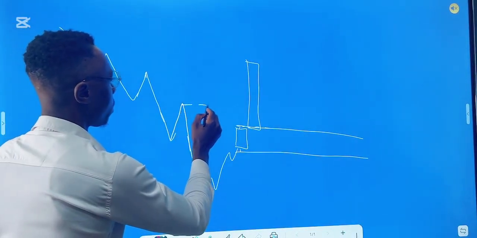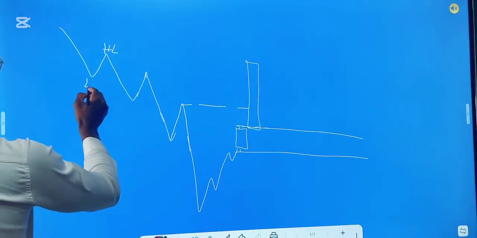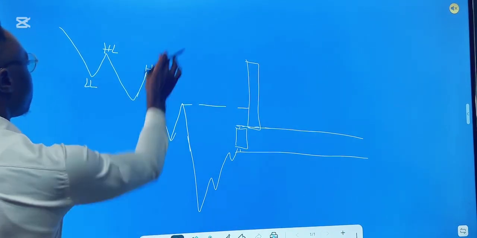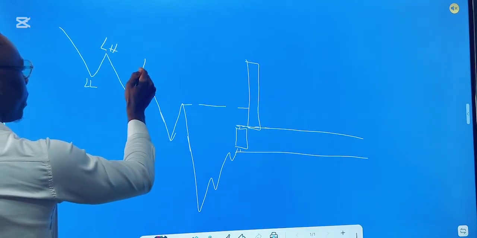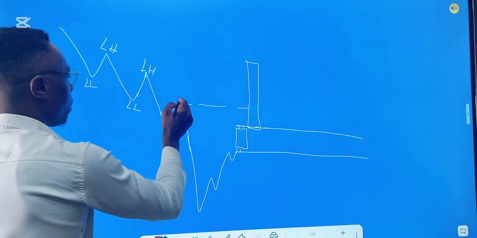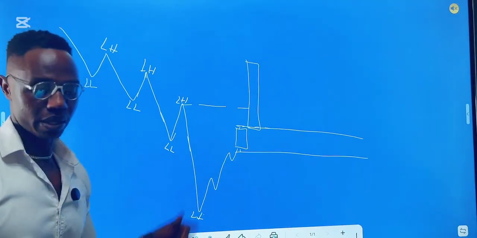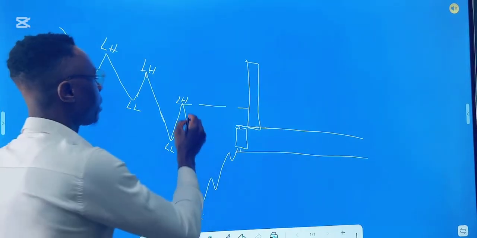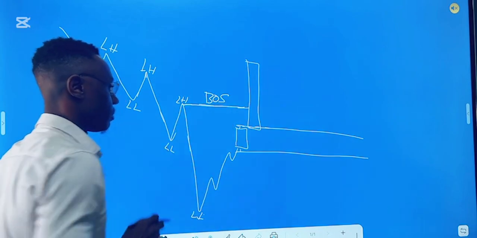So now the price is giving us lower highs, lower lows, lower highs, lower low. This is market structure. Now the market gives us a break of structure here. BOS.